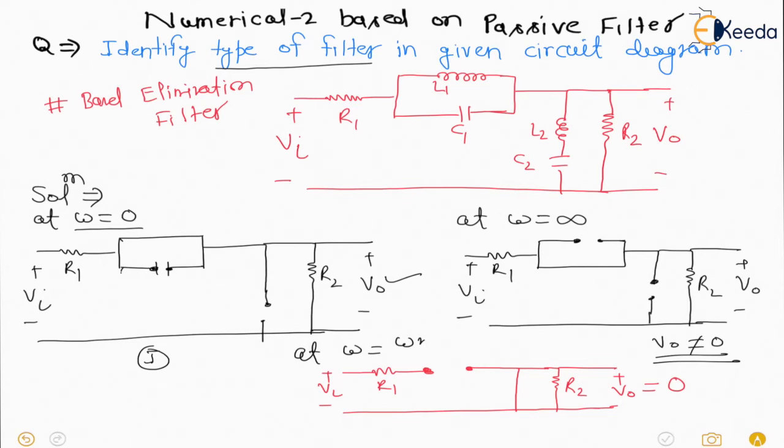One more point I also want to add, when a band elimination filter eliminates only a few frequencies, then it is also called a notch filter. It is called a notch filter only when it eliminates only a few frequencies. You will study in detail in electronics, basically analog electronics. So here it is all about this numerical. Thank you.